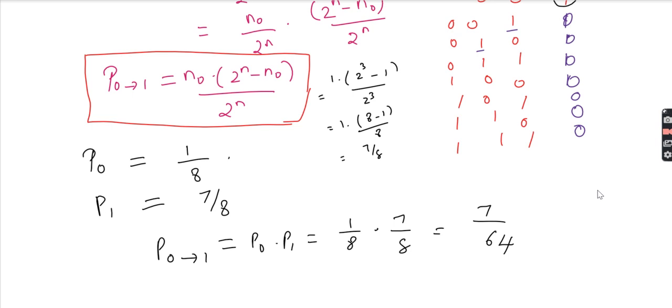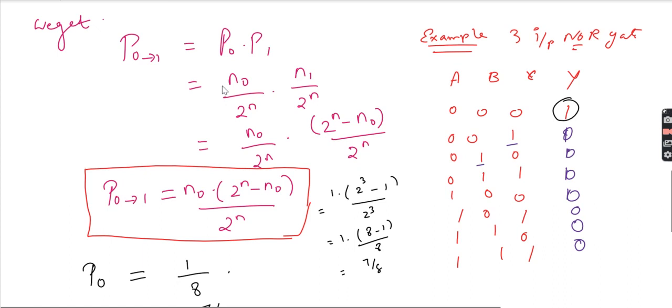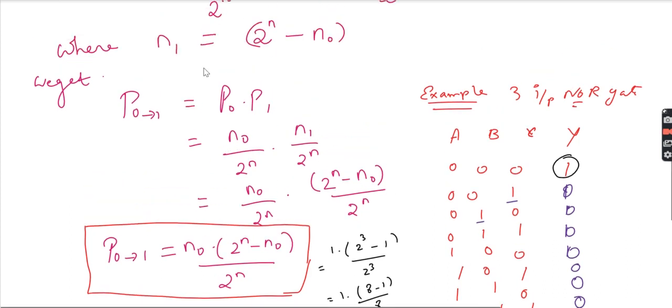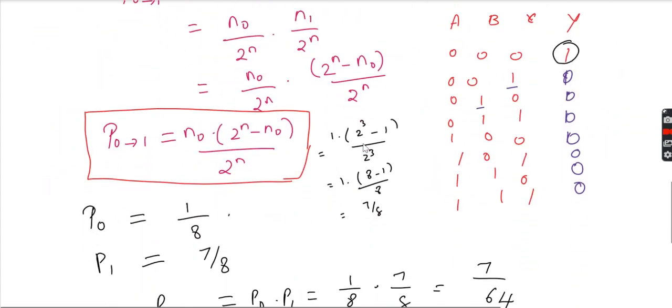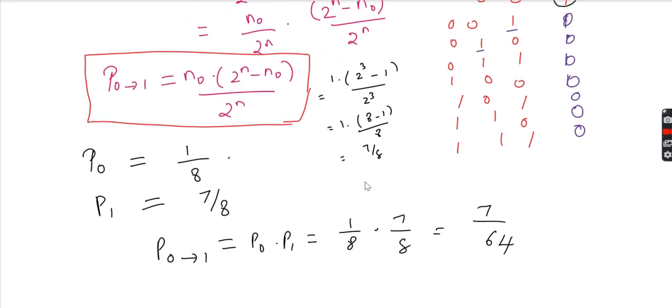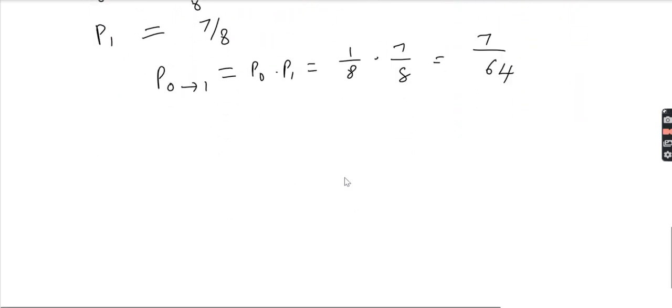So for P0, what is the value? P0 I think is already given, n naught by 2 power n. So in this way, we can calculate the switching activity.